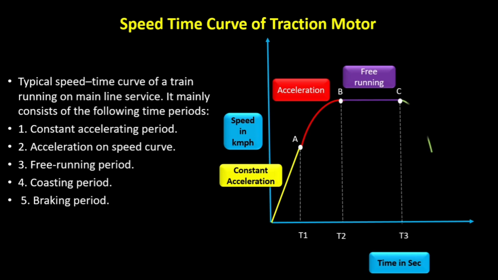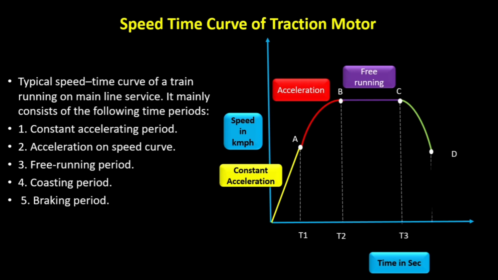Then next, the coasting period. Now what is this coasting period? The supply given to the traction will be disconnected. Will the train stop immediately? No, the train will keep moving until point D, and then the brakes will be applied. So from C to D there will be movement of the train because of its own momentum.